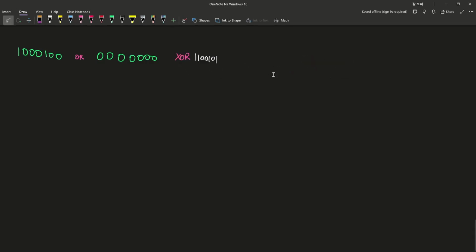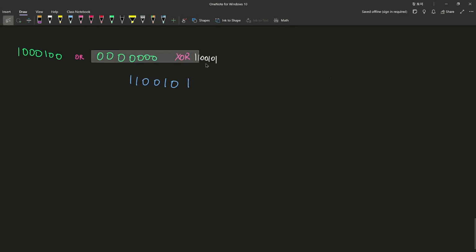XOR again. Now what we do is compare. 0 and 1 are different, we get 1. 0 and 1 are different, we get 1. 0 and 0 are the same, we get 0. 0 and 0 are the same, we get 0. That's different, we get 1. That's the same, we get 0. That's different, we get 1.